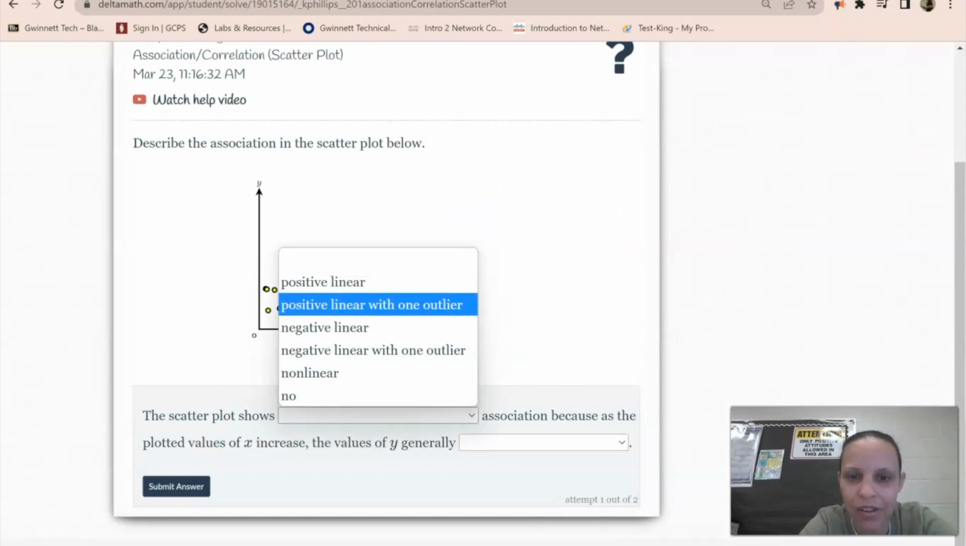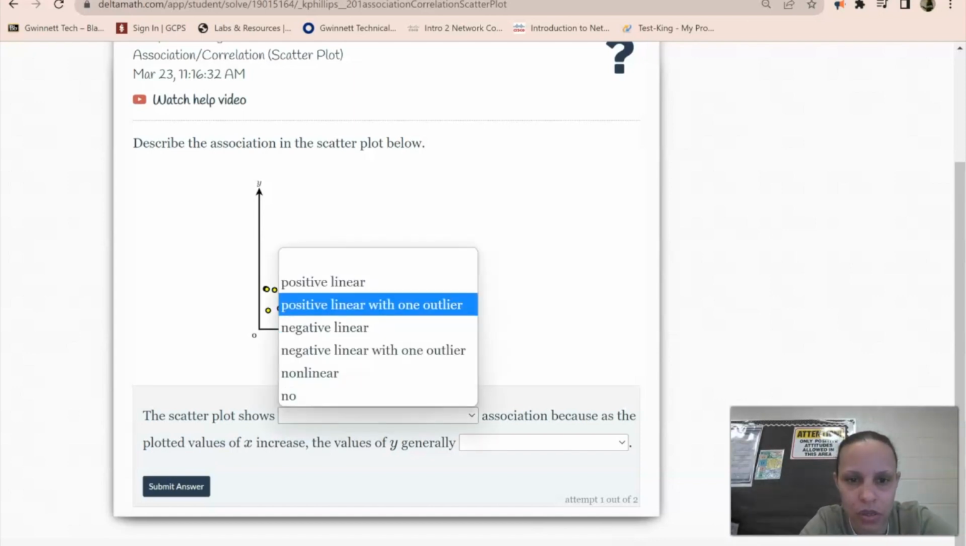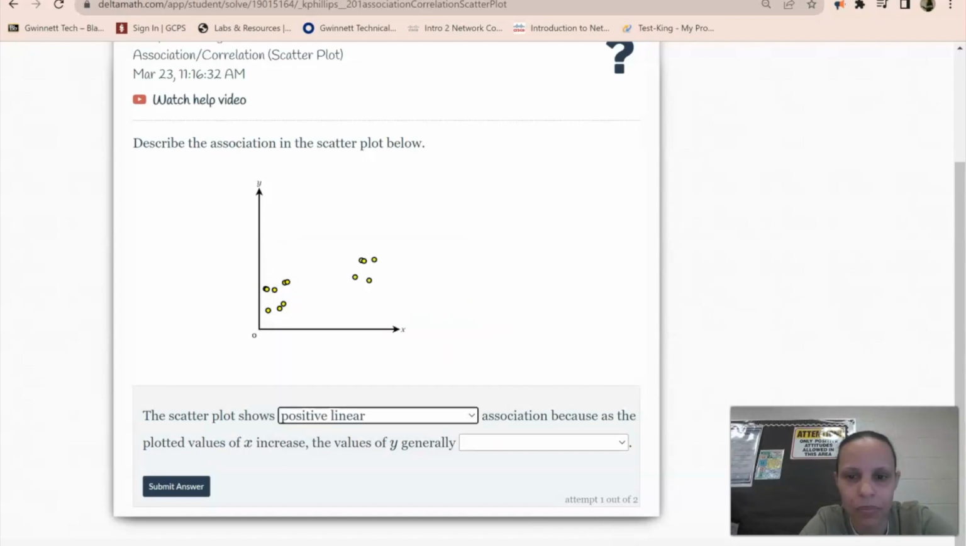Does it have any outliers? Remember, an outlier is something completely outside the data set. So it will be a dot right here or a dot over here, just completely outside. That's an outlier. So this one does not have an outlier. So it's a positive linear, because as the plotted values of x increase, the y also increases, because it's an increasing graph.